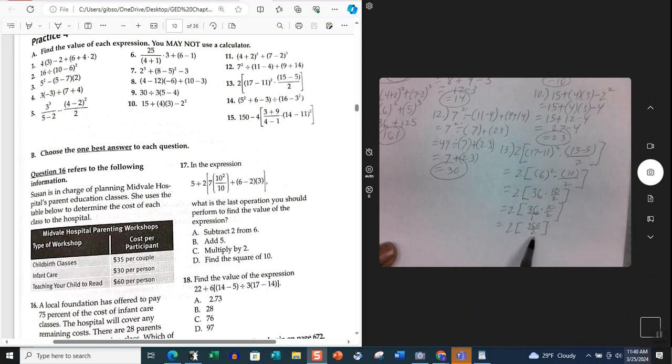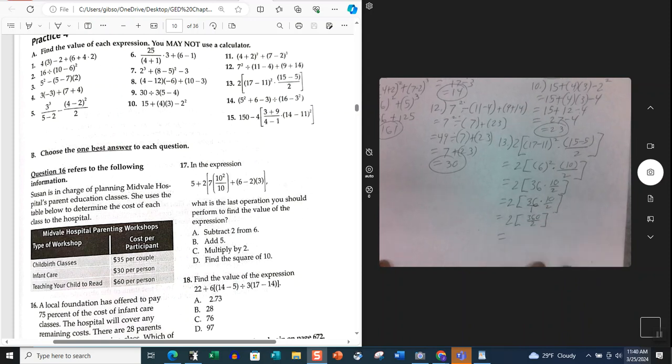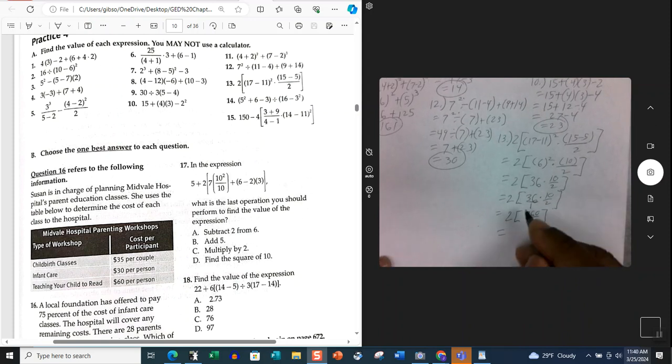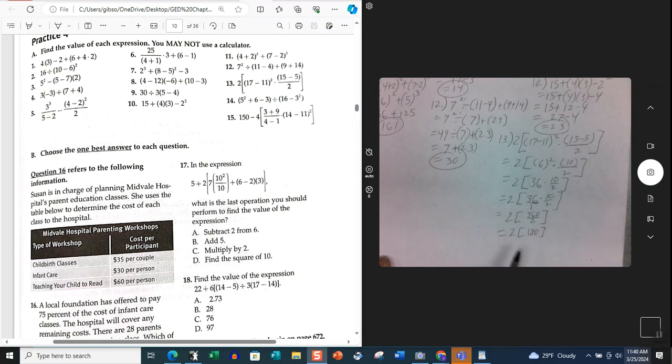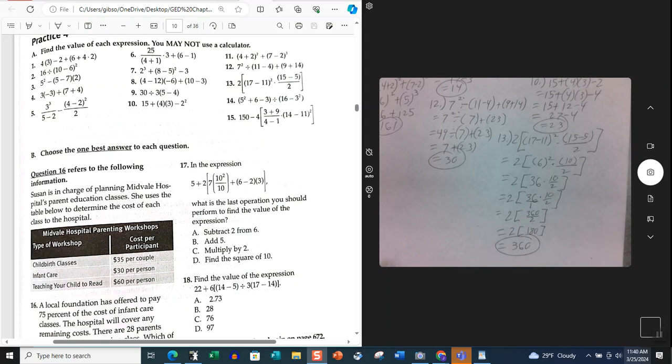Now, we're still not done inside this bracket. We have to take 360 divided by 2, which will give us 180. Now, 2 times 180 is 360. So our final answer here is 360.